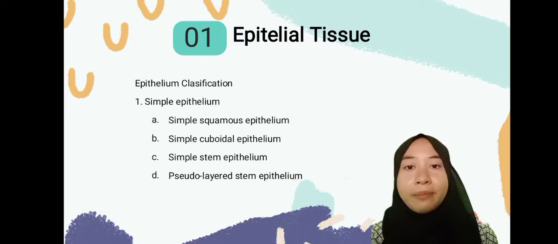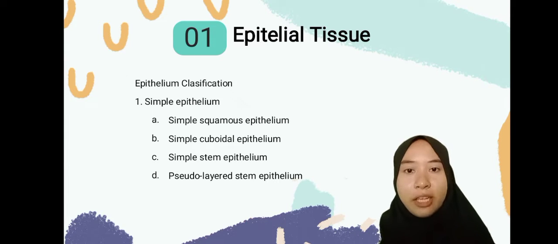The second is simple cuboidal epithelium. Simple cuboidal epithelium consists of a layer of cube-shaped cells. In the salivary, sweat, and renal ducts, it plays a role in secretion and absorption.